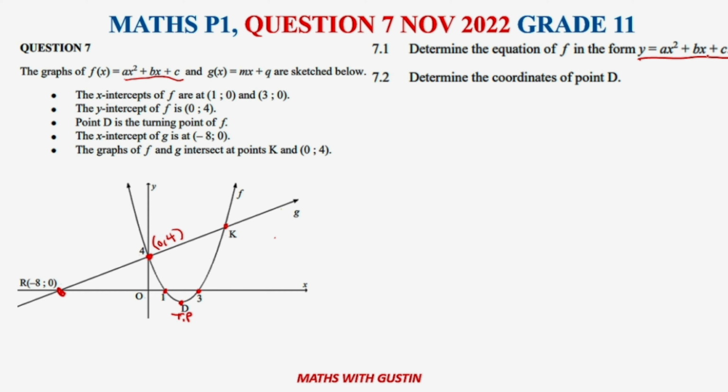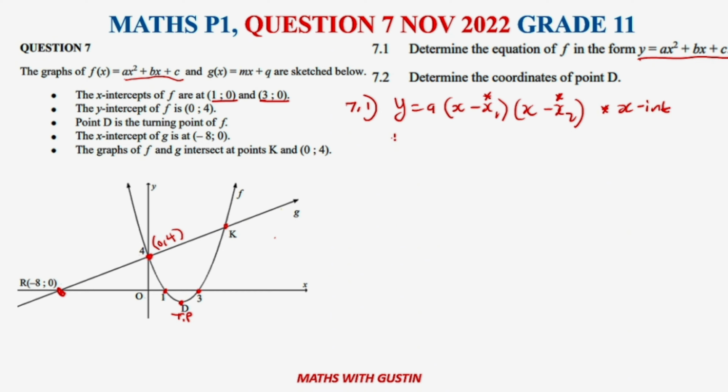All right, let's go to 7.1. It says determine the equation of f in the form y equals ax squared plus bx plus c. There's a general formula that says y is equal to a(x minus x1)(x minus x2). Both of these, which I'm highlighting with a star, are the x-intercepts. Do we have the x-intercepts in this case? Yes, they are given here, so we can substitute them.